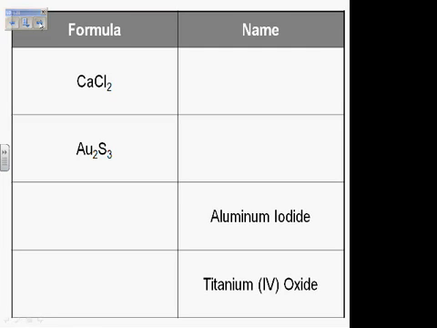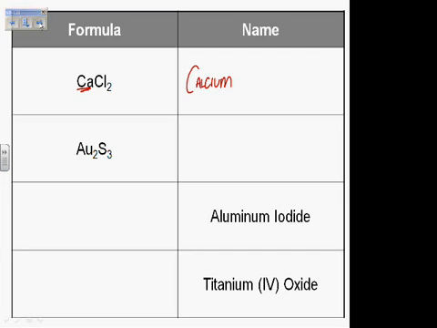Okay, so we start off with this first one. The very first thing that we need to do is name what the cation is, the positively charged ion. It's always written first in a chemical formula, and Ca is calcium. After we name the positive ion, we have to ask ourselves this question. Does calcium form more than one kind of ion? Does it form ions with a couple of different charges? Are there more than one possibility for this ion?